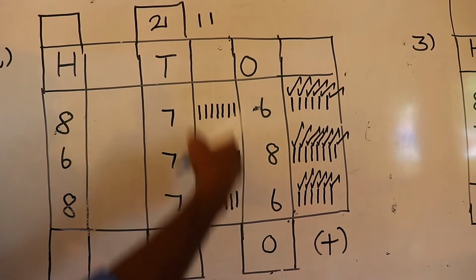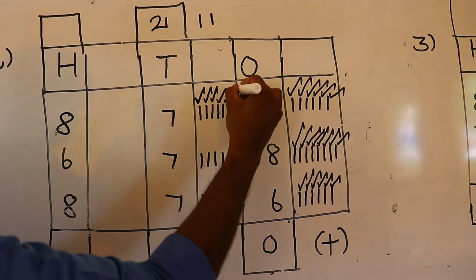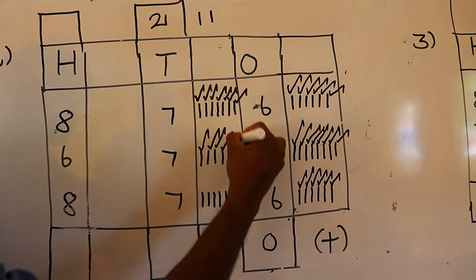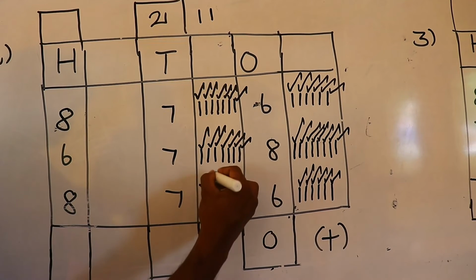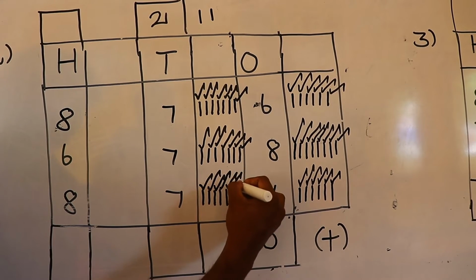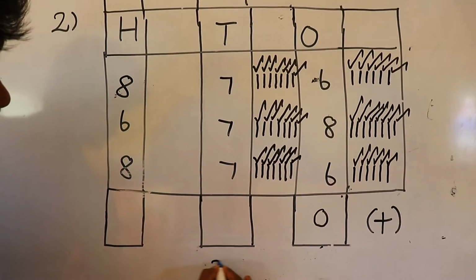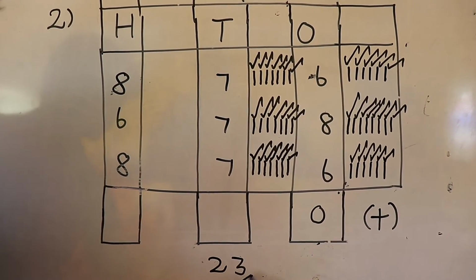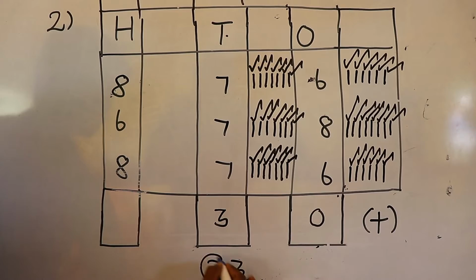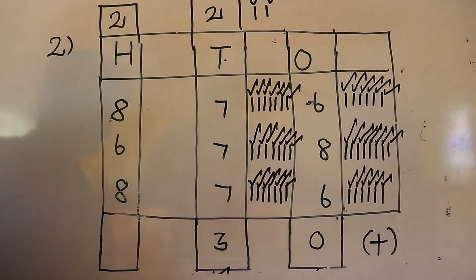So now add these lines. 1, 2, 3, up to 23. So write here 23. 3 is the tens value, so write 3 here. Then the next, 2, is carry, so write the carry here. So erase this one.